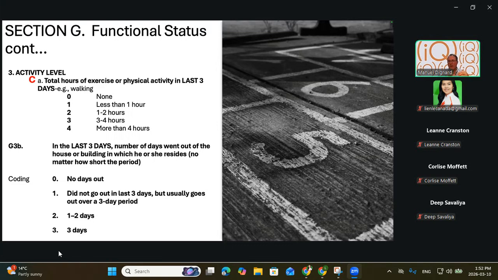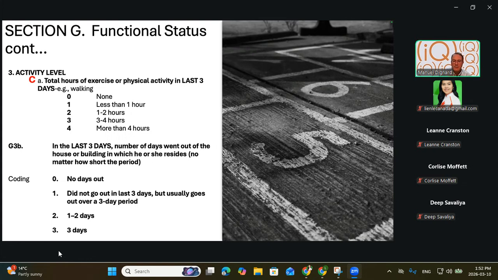So in this item, we are capturing how physically active a resident has been over the last 3 days. We're not just looking for structured exercise programs. Any form of moderate physical activity counts. So that could include things like walking outdoors, attending yoga classes, using an exercise bike, or even going for a swim. The goal here is to understand their overall level of physical engagement, because we know that regular movement helps maintain strength and function.